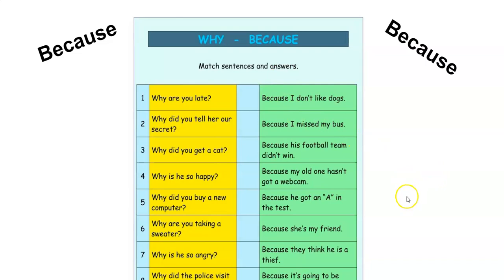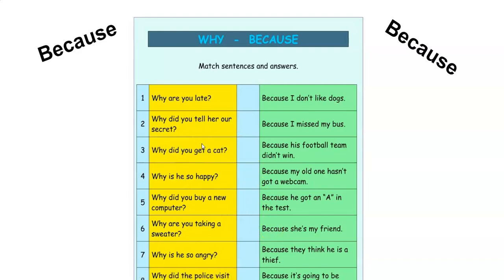All right, so it says, why are you late? Well, because, B-E-C-A-U-S-E, and you can see the word use at the end. You see use at the end? So it's because. Let's see, why were you late? Is it because you don't like dogs? Because I missed the bus? I would say because you missed the bus. Why did you tell her our secret? Why would you tell somebody a secret? Was it because she's your friend?